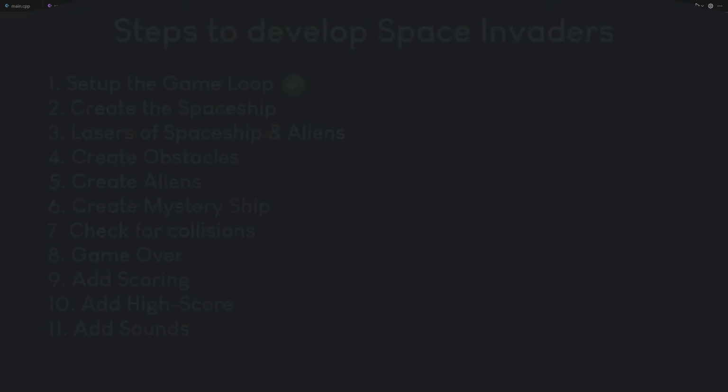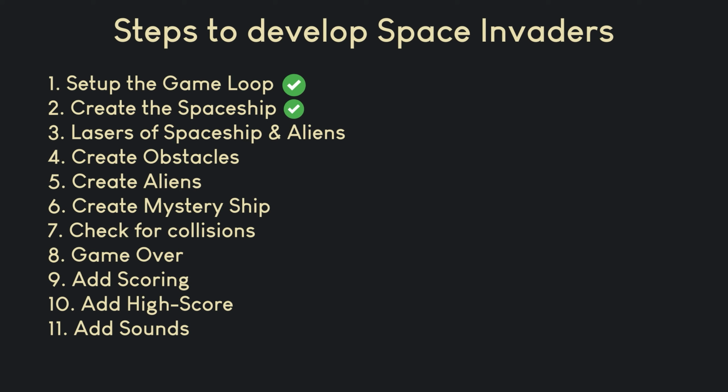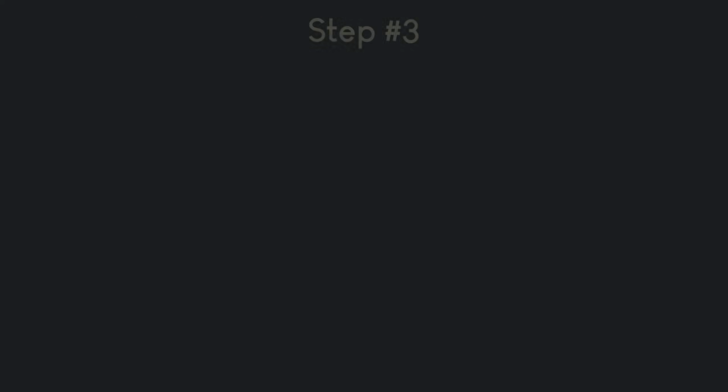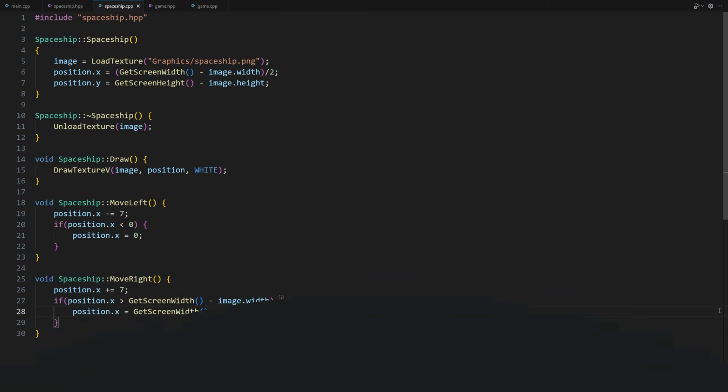Beautiful. We have successfully finished step number 2, where we created the player-controlled spaceship. Now let's dive into step number 3, where we will work on the lasers. In our game, both the spaceship and the aliens have the ability to shoot lasers. To keep things simple, we will represent the laser beams as bright yellow rectangles. When the player presses the spacebar key, a laser beam will be fired from the spaceship and move upwards. Let's jump right into implementing this exciting feature.